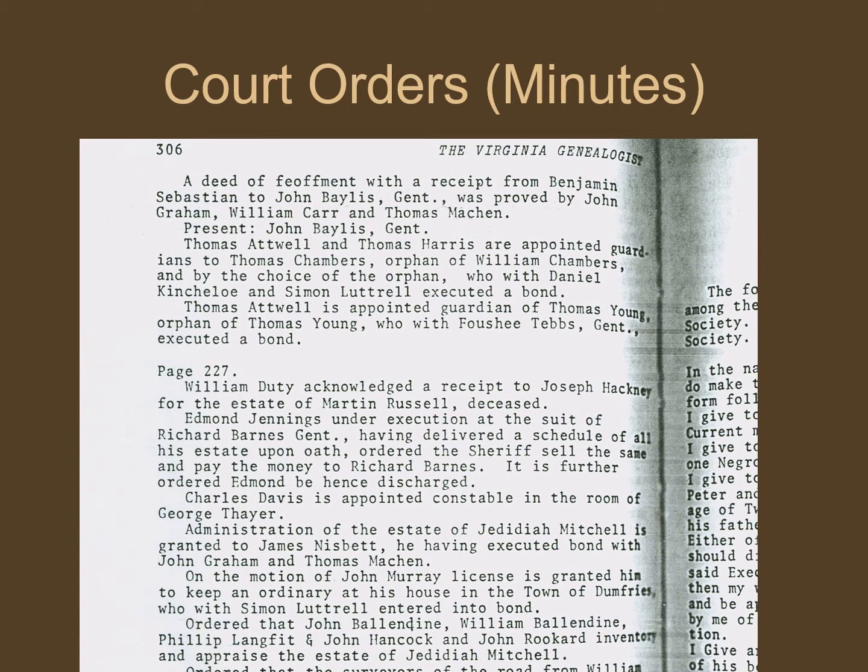This is a page of abstracts of what appear to be orders of the court. A wide variety of actions are reported. Court orders and minutes generally show the widest variety of activities of the residents. This page tells of guardians being appointed for orphans. Note that Thomas Chambers was allowed to choose his own guardian, which indicates he must be over age 14. In contrast, orphan Thomas Young must be under age 14, since he was not allowed that option.